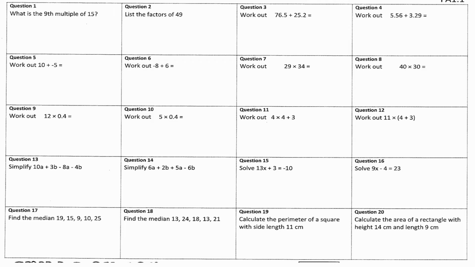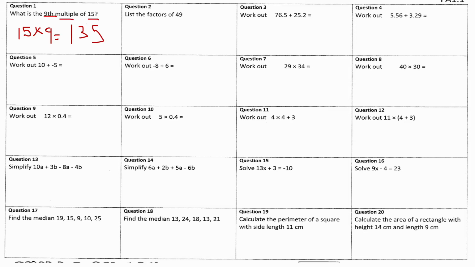This is question number 1. What is the ninth multiple of 15? So ninth multiple means 15 times 9. Well, 15 times 10 is 150. Take away 15 from 150 and I get 135.